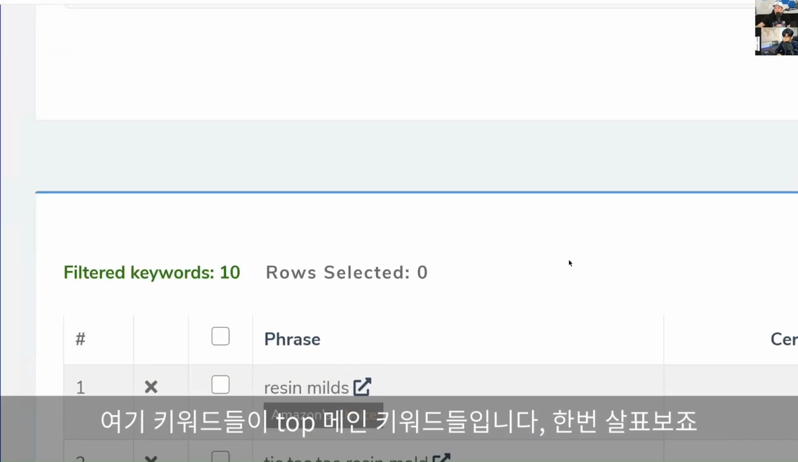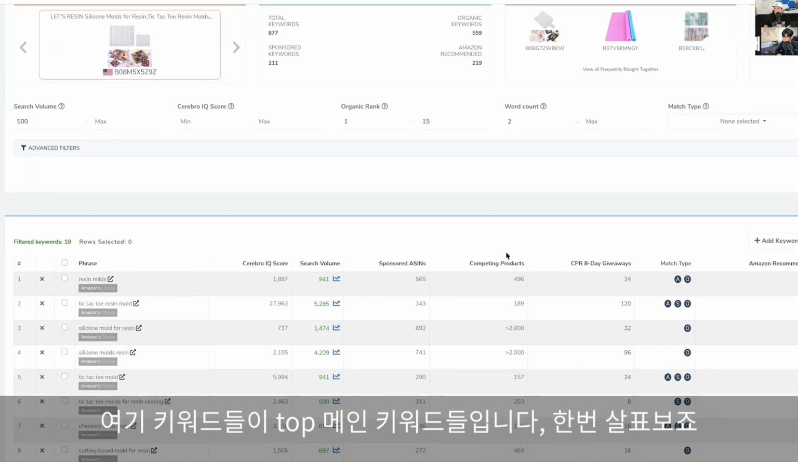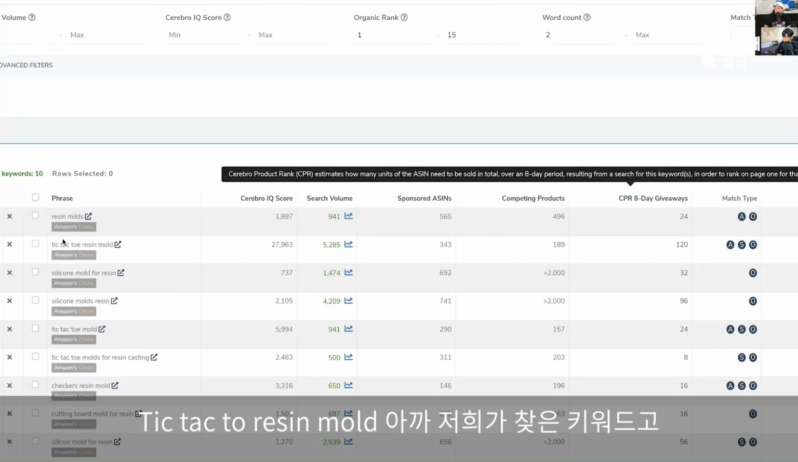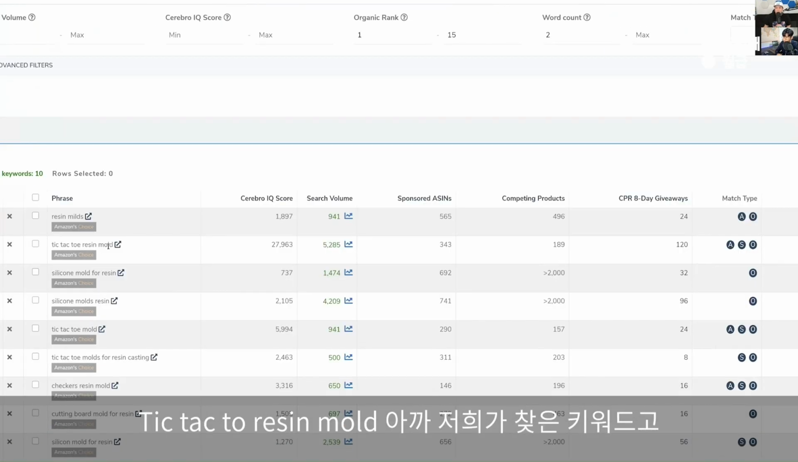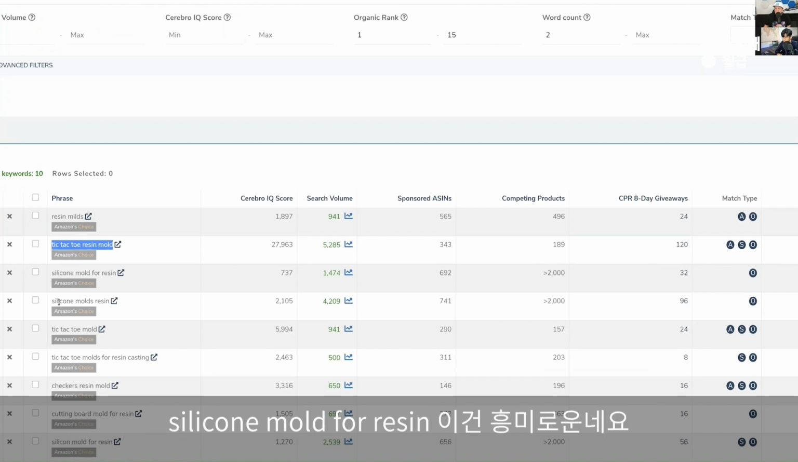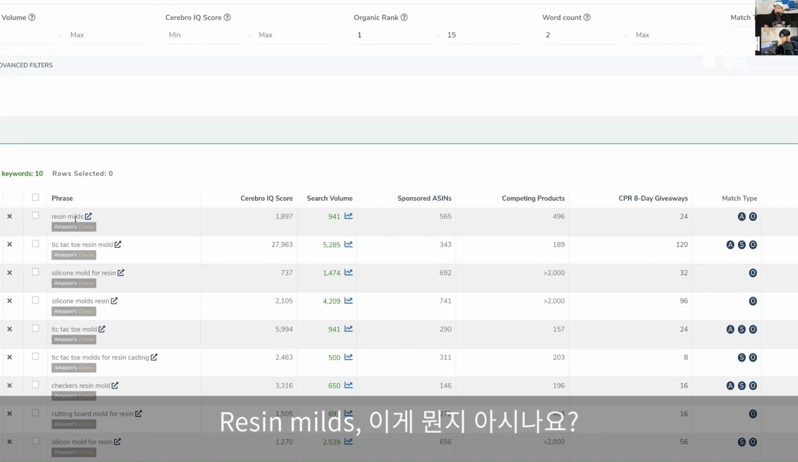All right. So these are the best keywords here, but look at some of these. Tic-tac-toe resin mold. That's the one that we originally found. Silicone molds resin. This is interesting. Do you know what this is? No, that's a misspelling. Exactly. This is a misspelling.